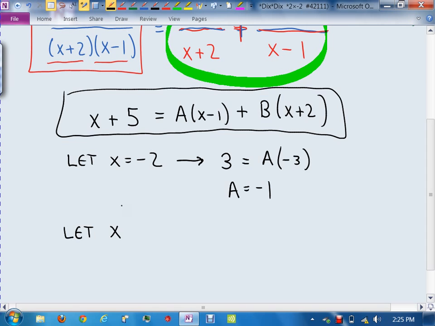Let x be what? Look, this is one of the few times in math where I have control to do what I want. Let x be 1, right? Because I want to kill off the a. If x is 1, it will kill it off. So what does my equation become? 6 equals b times 3. So b is 2. So now I know what a and b are.